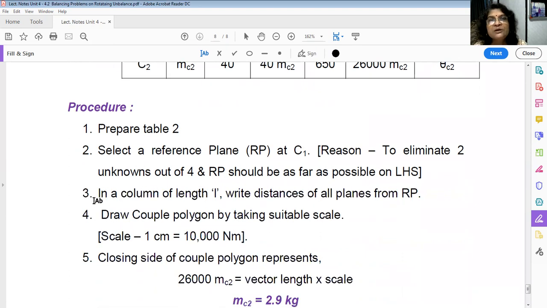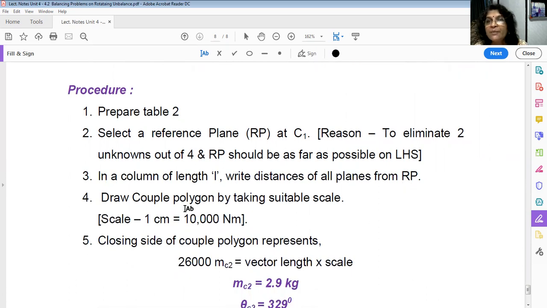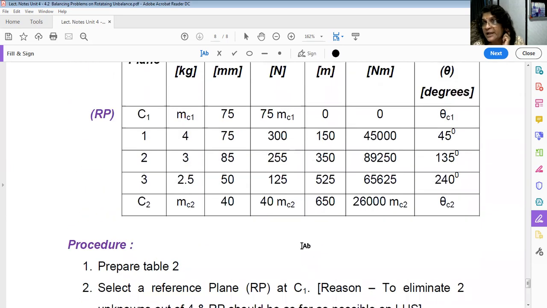Then what is the next procedure? In a column of length, write distances of all the planes from reference plane, that we have written. Okay. Now we have to draw couple polygon by taking suitable scale. Now what scale you will take? How to decide? See this value.